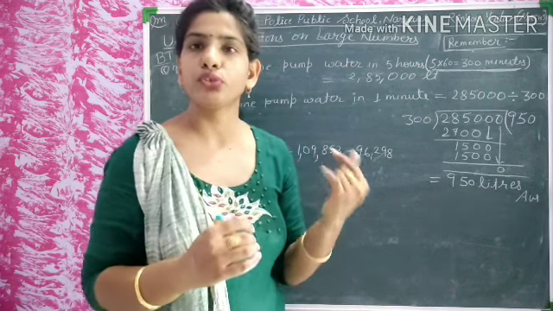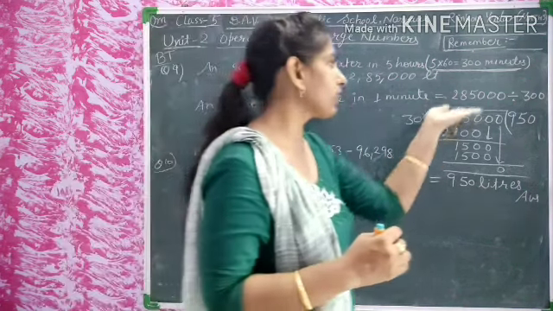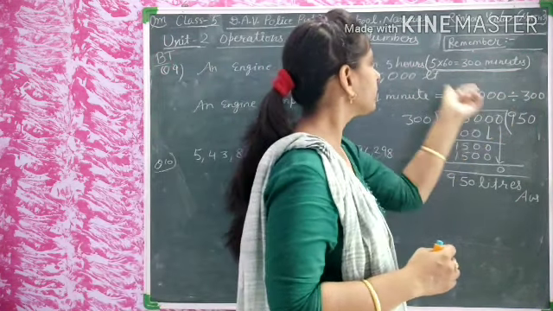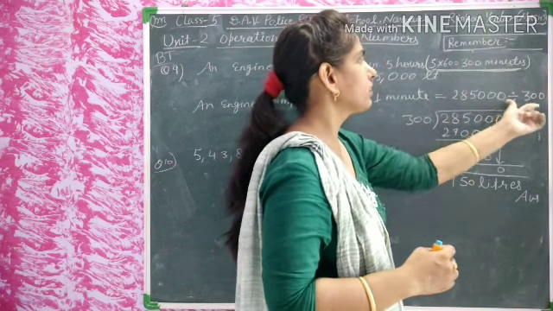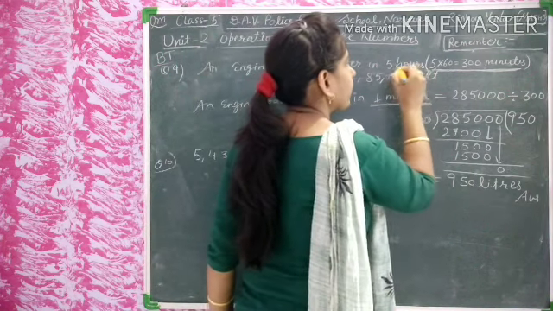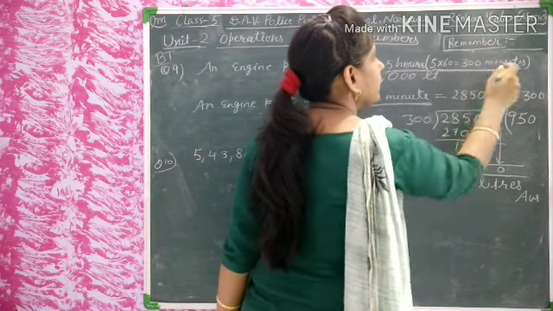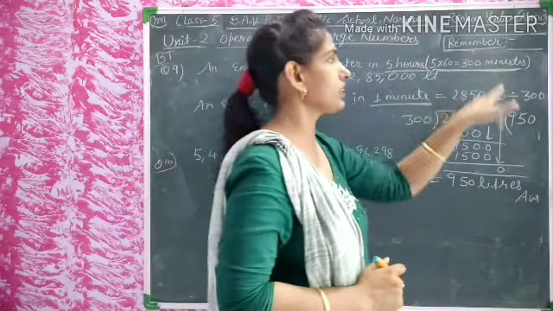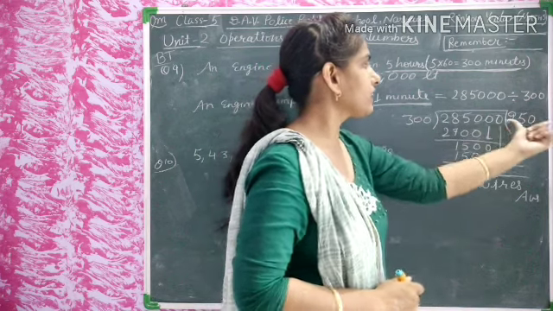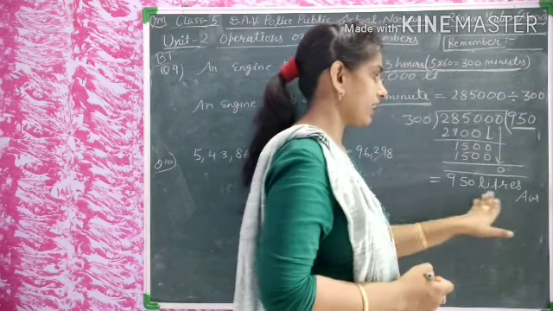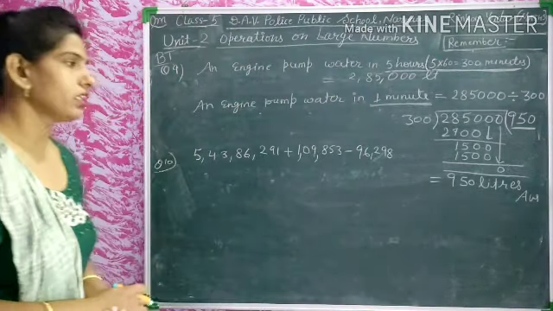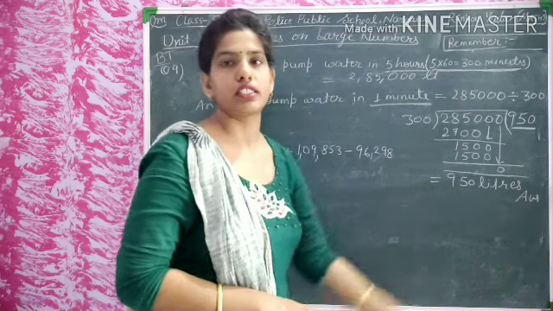So for a smaller quantity we will use the division method. Divide this quantity by 300, because we need it for 1 minute. So we have to convert 5 hours into minutes, and then divide by 300. It's calculated, and the answer is 950. It's a water pump, so the capacity of water is 950 liters.